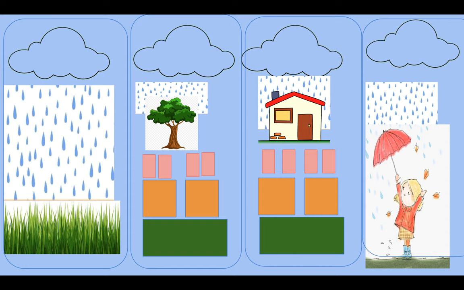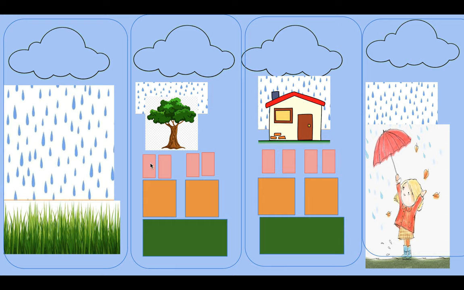Rain on the green grass, rain on the tree, rain on the house top, but not on me. I'll do that again. Rain on the green grass, rain on the tree, rain on the house top, but not on me. Let's try that again. Rain on the green grass, rain on the tree, rain on the house top, but not on me.